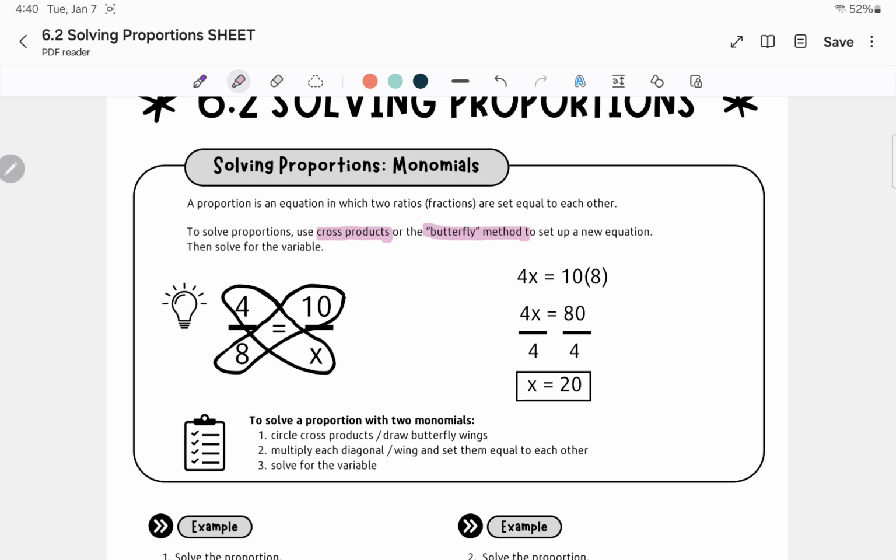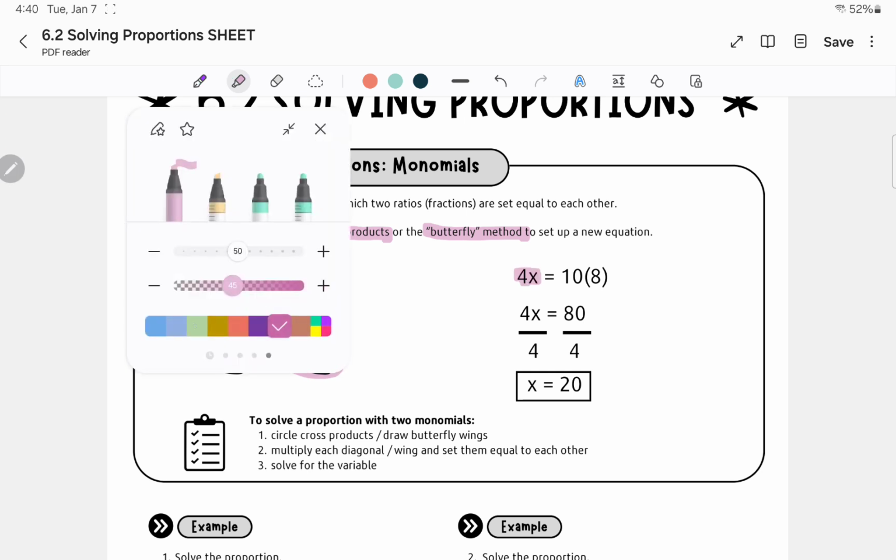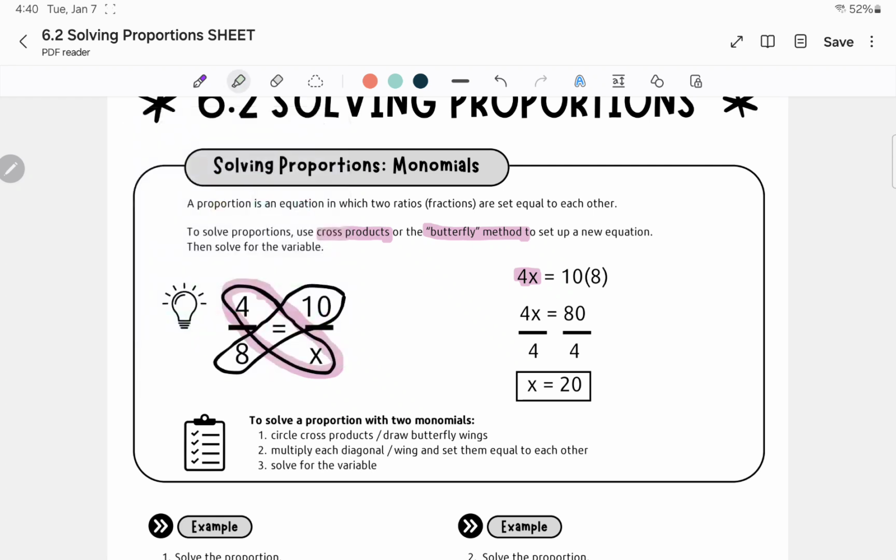So what that means is we take the diagonal of our proportion here and we multiply it. So that would be 4 times x, and then we set that equal to the other diagonal, which is 8 and 10. So that 4x is going to be equal to 10 times 8, 8 times 10. And then you can solve that to get x equals 20. And that's what we're going to do today. So let's look at example 1.